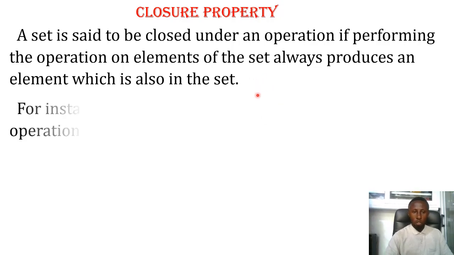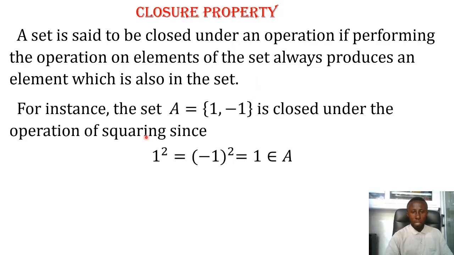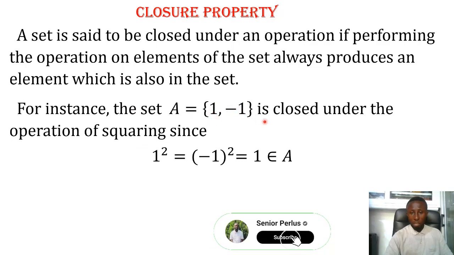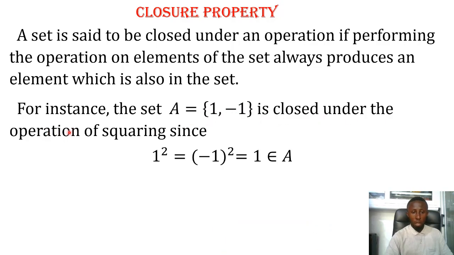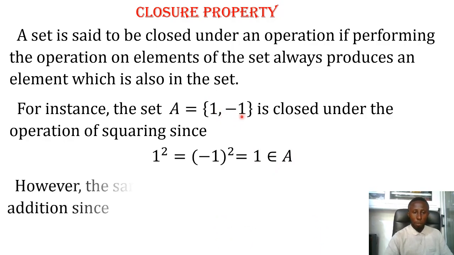So for instance, the set A equals {1, -1} is closed under the operation of squaring, since if you square 1 you still get 1, and if you square -1 you still get 1, and this one is still in the set. So 1 belongs to A, so therefore it is closed. That's what we are saying under the closure.